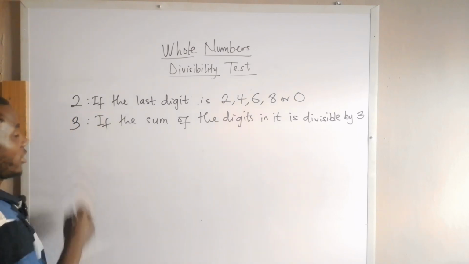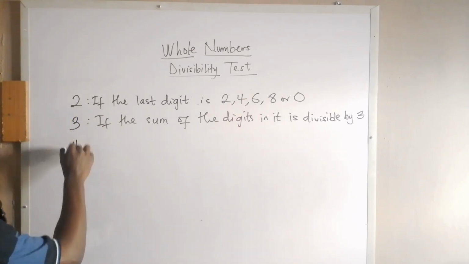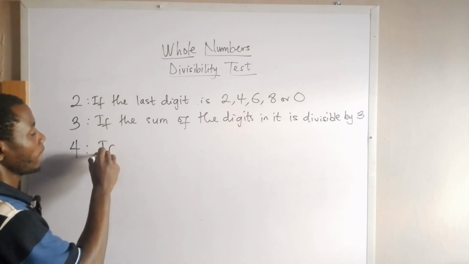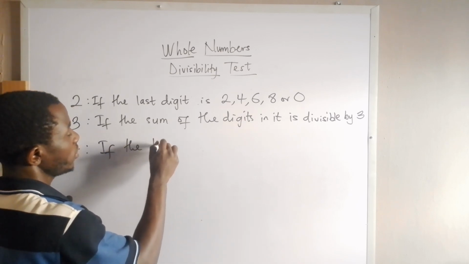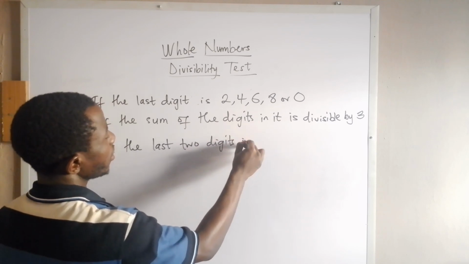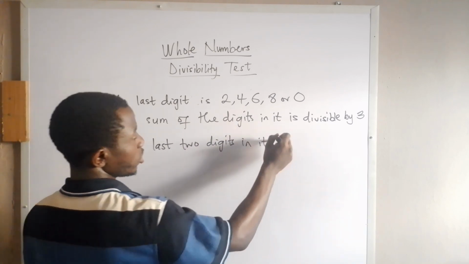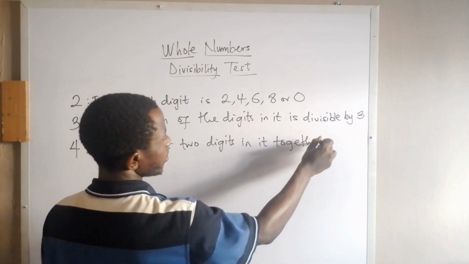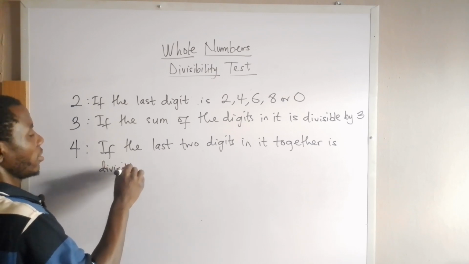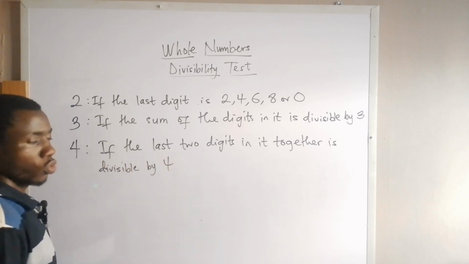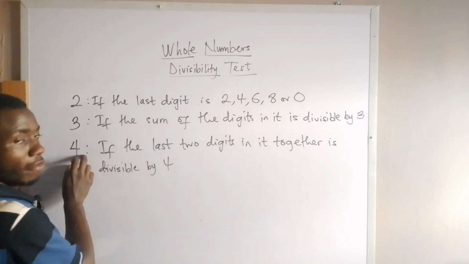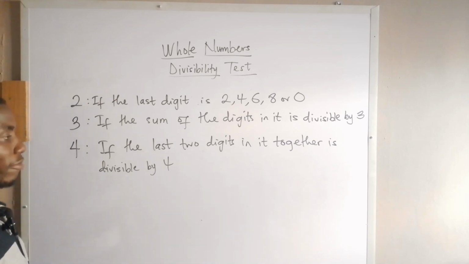Then moving to the next digit, which is 4. Now a number is divisible by 4 if the last two digits in it together are divisible by 4. So in any given number, if the last two digits together are divisible by 4, then we say that entire number is divisible by 4.